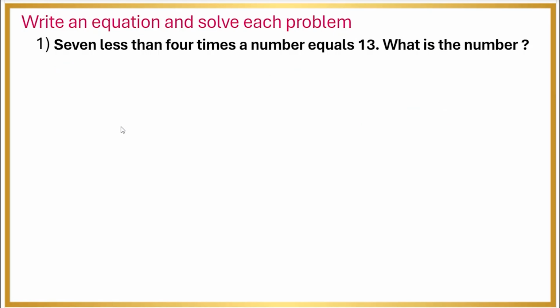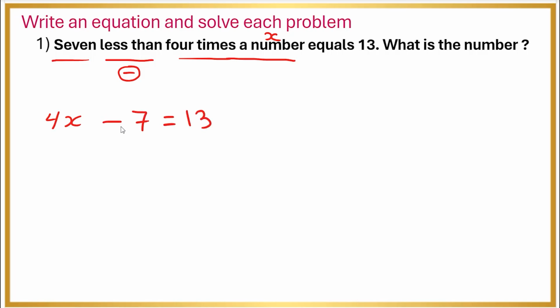First question: seven less than four times the number equals 13. What is the number? Okay, first he said "less than." For less than, we do minus, and we start with the second number minus the first number. Here he said four times the number. Let this number be x, and four times the number, we write it 4x minus 7 equals 13.